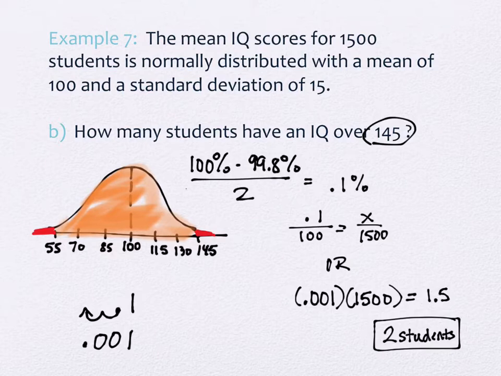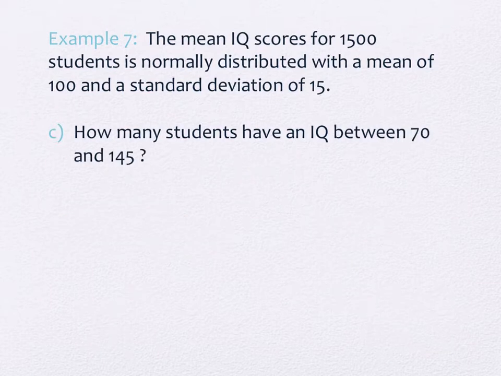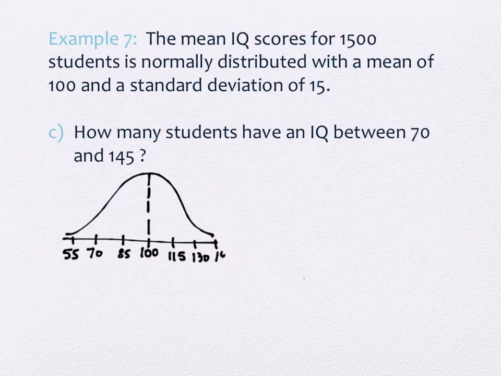All right, we have one more with this context. We want the students with an IQ between 70 and 145. So 70 is here, and 145 is here. And what is it about this particular one that makes it a little bit different than the ones we've done?